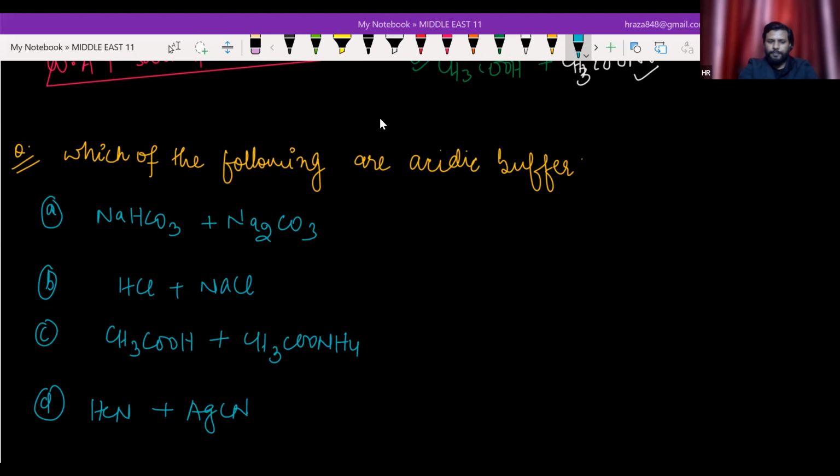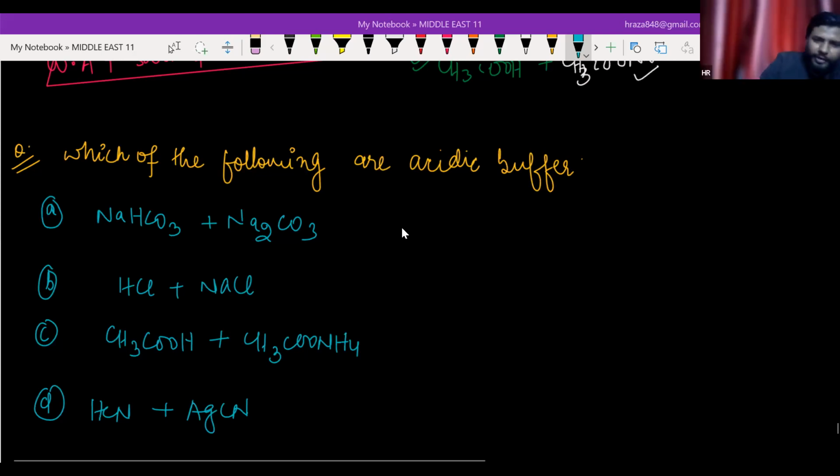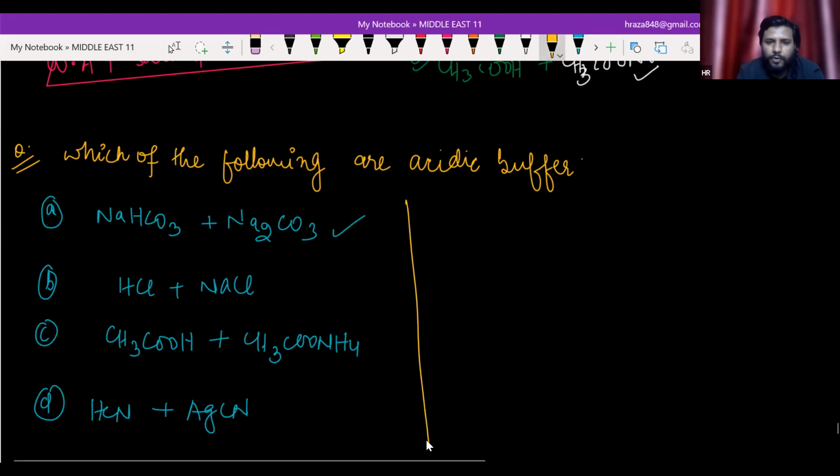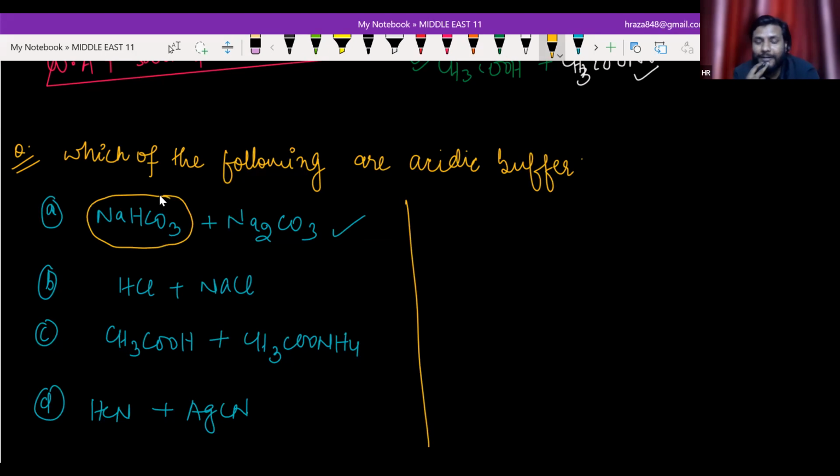Ifra. Sir, can you help solving, sir? Okay, I'm going to take the first example. The first question. What you are going to do is look at the mixtures. This is NaHCO3. What is this? You can say that it is salt, right?